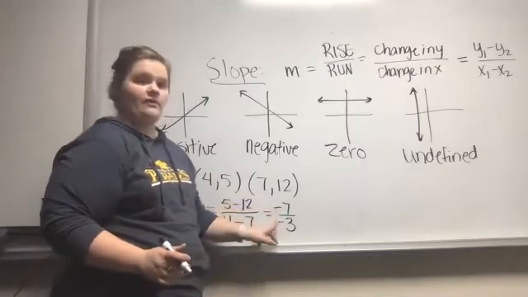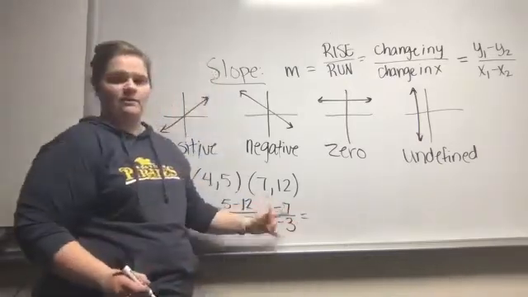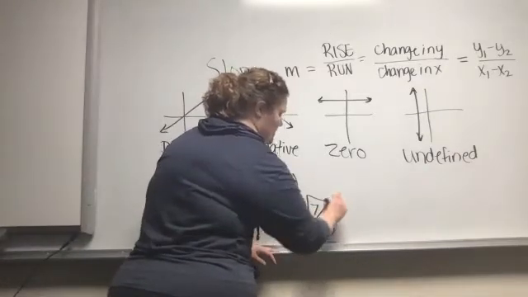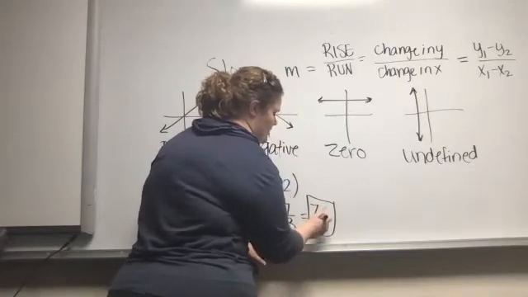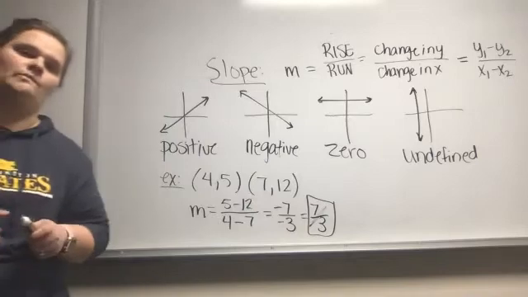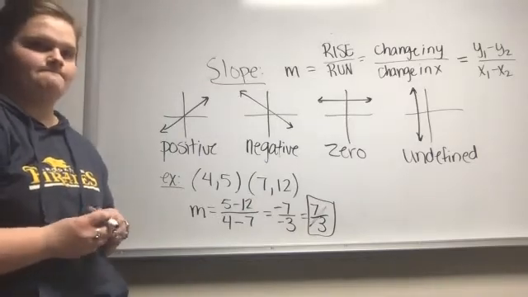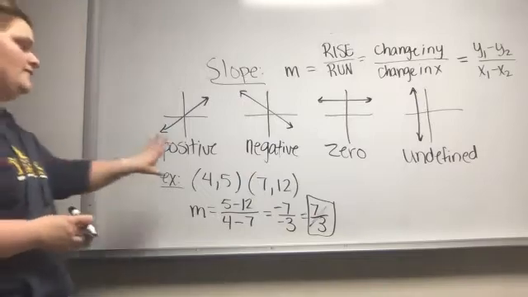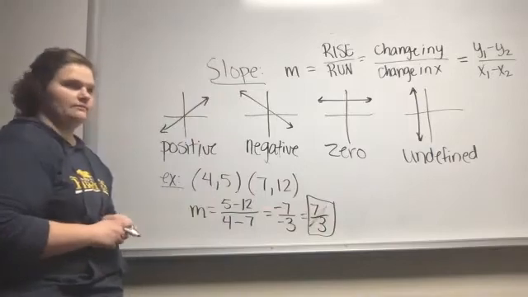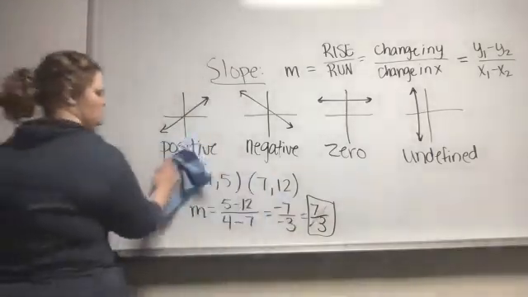Well, I see a negative over a negative, which makes a positive. And there's no numbers that go into both 7 and 3. So I'm going to leave 7 over 3 by themselves. So 7/3. I should try to draw that nicer. 7 over 3. Okay. So when they gave us 2 points, I put it into the formula. I found that my slope was 7/3. Now I'm going to erase these and do some more.